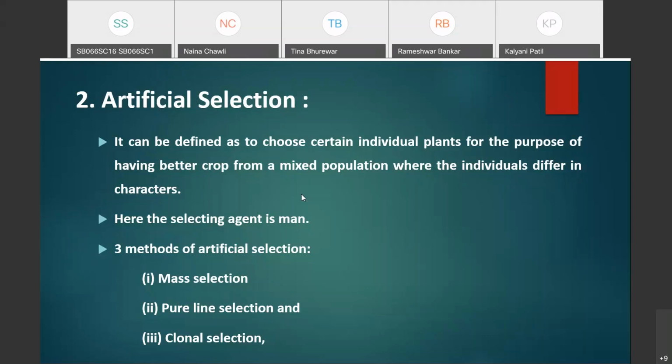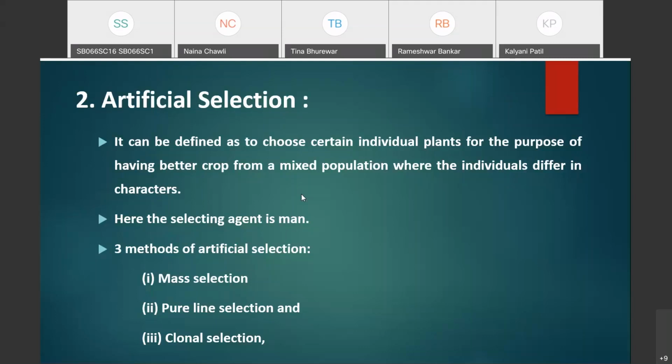It can be defined as to choose certain individual plants for the purpose of having a better crop from a mixed population where the individuals differ in their characters. Okay, that is what we call artificial selection. And here the selecting agent is man, the human being.